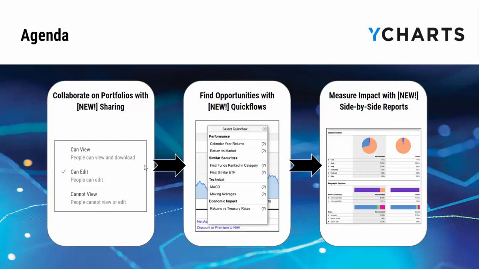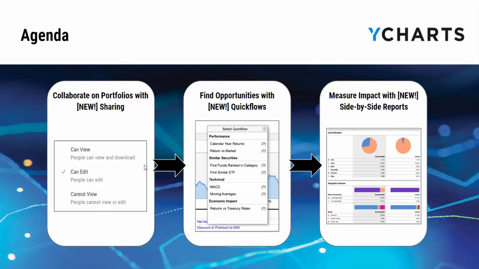First is the ability to share your model portfolios. This I'm really excited to get into, as this has been one of the most highly requested features that I can remember in being here at YCharts. So we'll certainly cover that, and then also work our way into our other new feature, Quickflows, which is really designed to automate and streamline some of the common workflows that you're using as an advisor. Finally, we'll touch on our newest report from model portfolios, which is going to be our side-by-side reports to go along with our portfolio overviews.